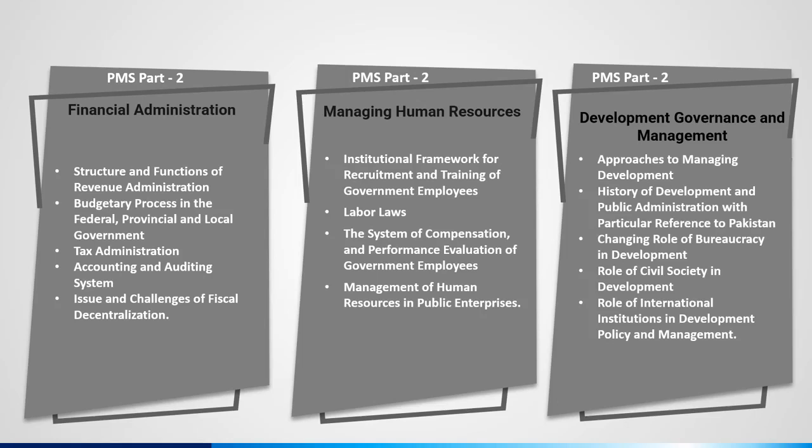The last chapter is Development Governance and Management. The content includes approaches to managing development, history of development and public administration with particular references to Pakistan, changing role of bureaucracy in development, role of civil society in development, role of international institutions in development policy and management.